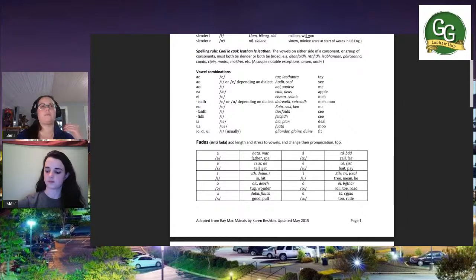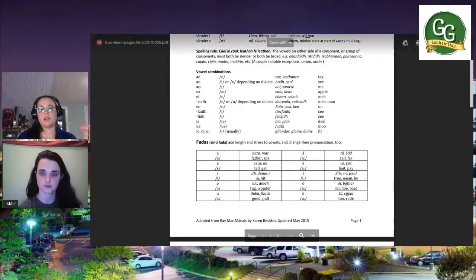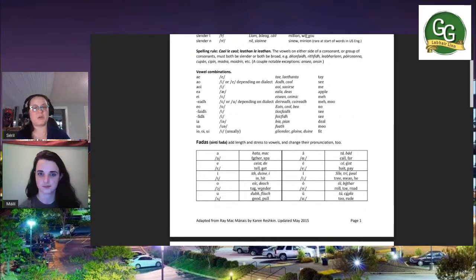FAIDH. The F is left in there from Old Irish, I believe. Someone correct me if I'm wrong. But the F is usually silent or turned into an H sound. So FAIDH would be he or E, depending on your dialect. And then FIDH is, again, E or he. So this is for the future tense of verbs, which we'll get to way on down the line.